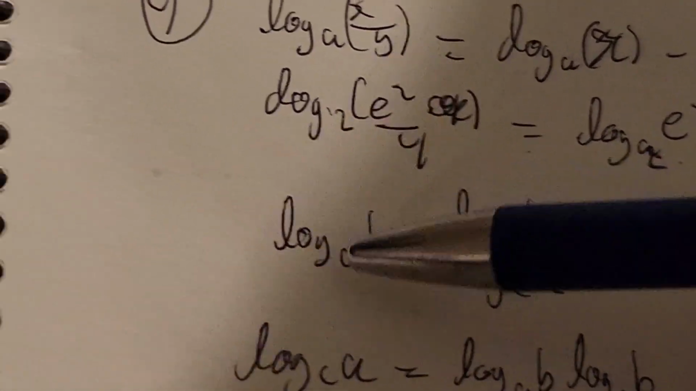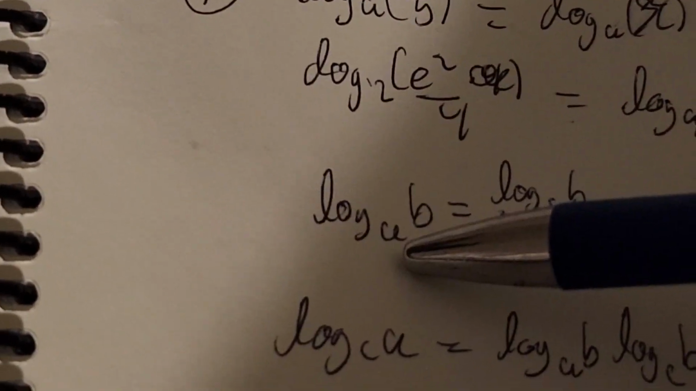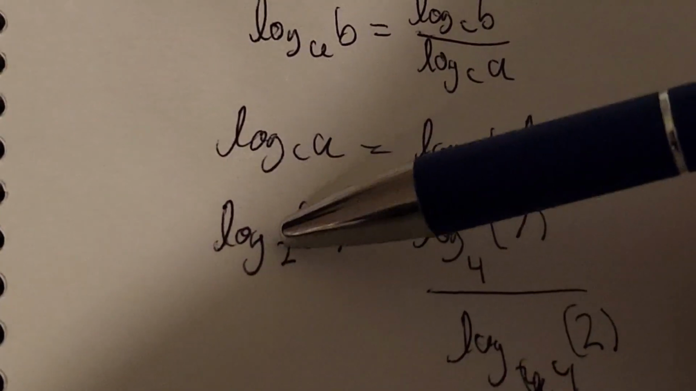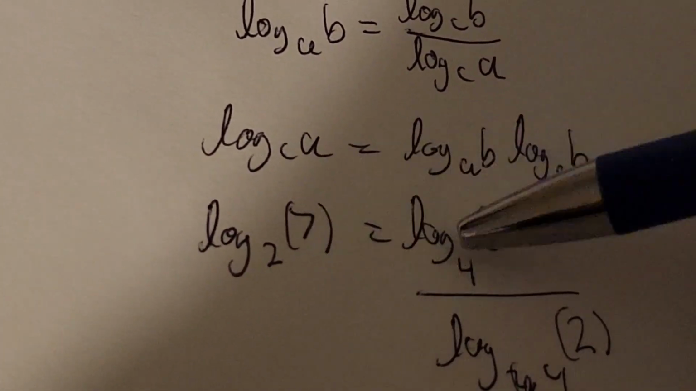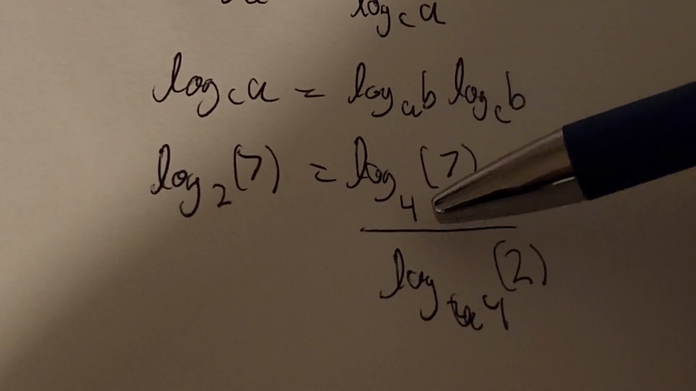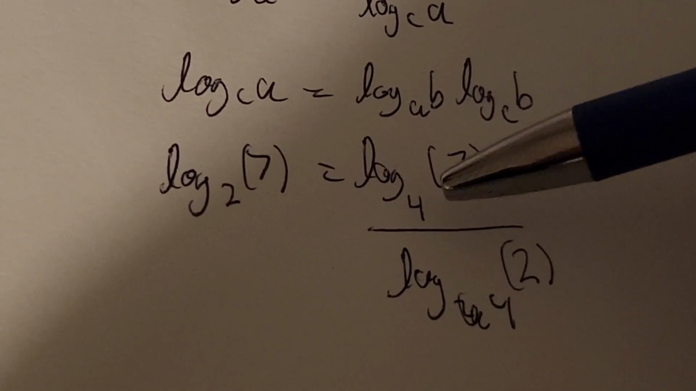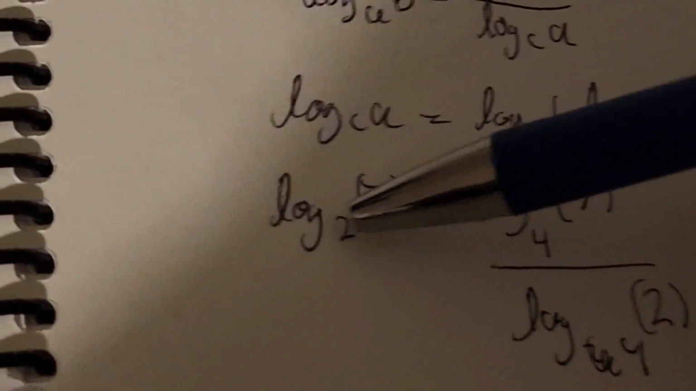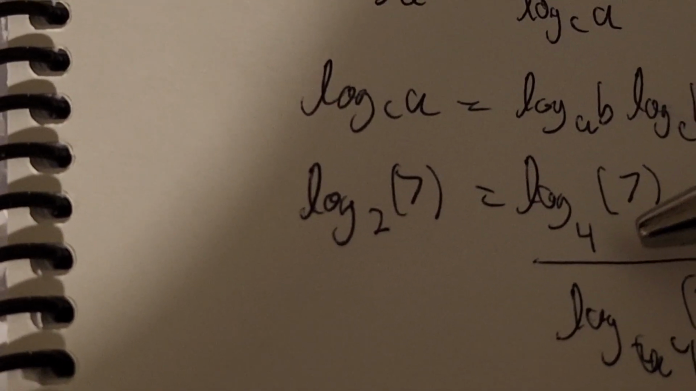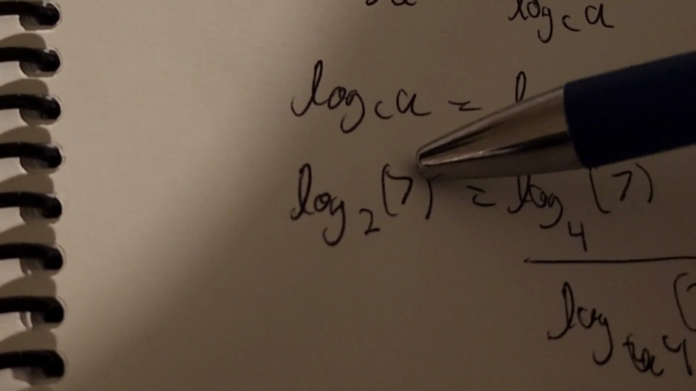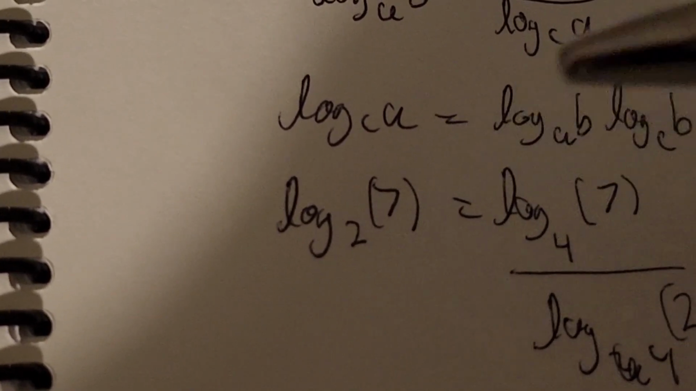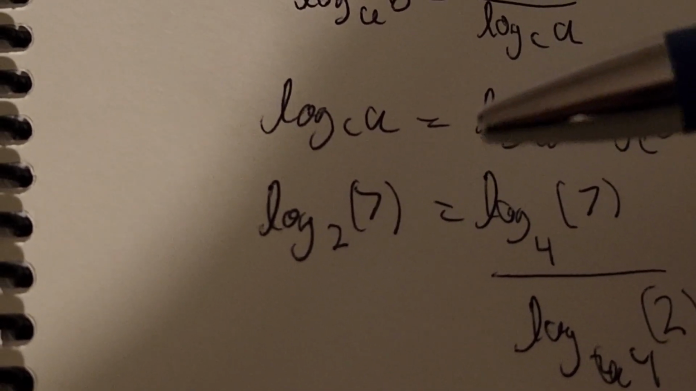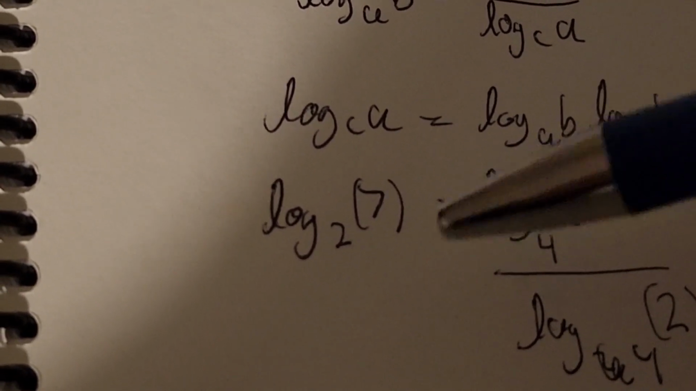So if you really want to change the base for some reason, you can choose whatever base you want. If you want the base to be 7, then sure. But here, I want to change the base from 2 to 4. That's my goal. I want to change the base of log base 2 of 7 to an expression where the log has a base of 4.